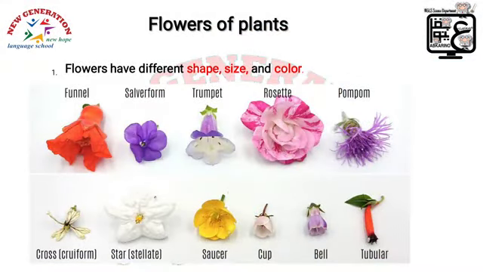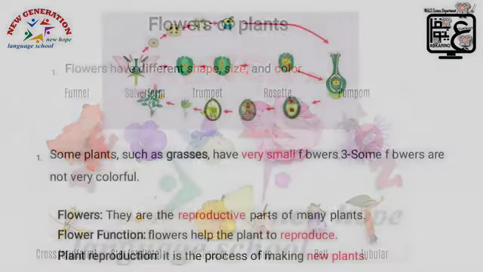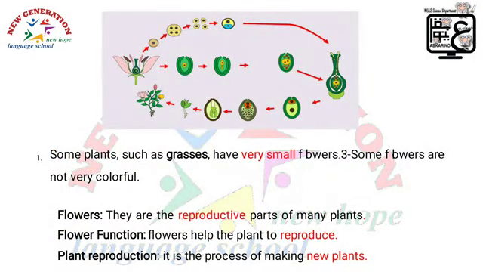Flowers of plants. Flowers have different shapes, sizes, and colors, as we see. Some plants, such as grasses, have very small flowers. Some flowers are not very colorful. Flowers are the reproductive parts of many plants.